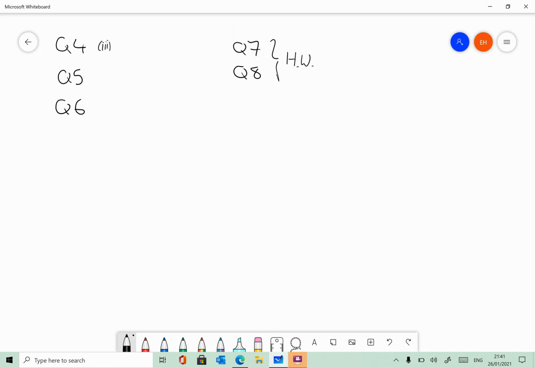Okay. So let's start with question 4, part 3. So this is the homework you had for last night. So it costs €300, and then we have to find 13.5% of 300. So it's 300 plus 13.5 over 100 times 300. I can put that straight into my calculator.